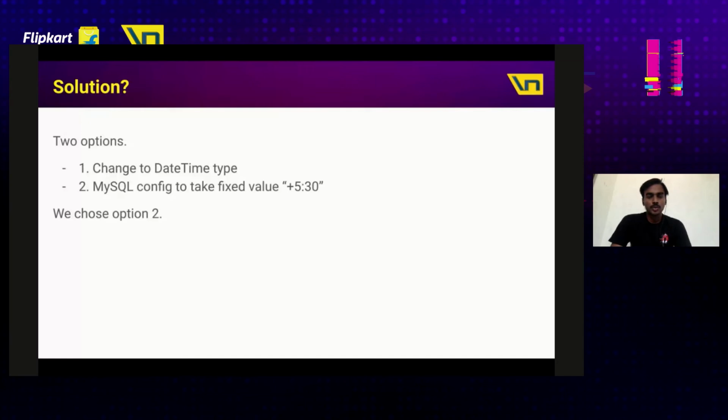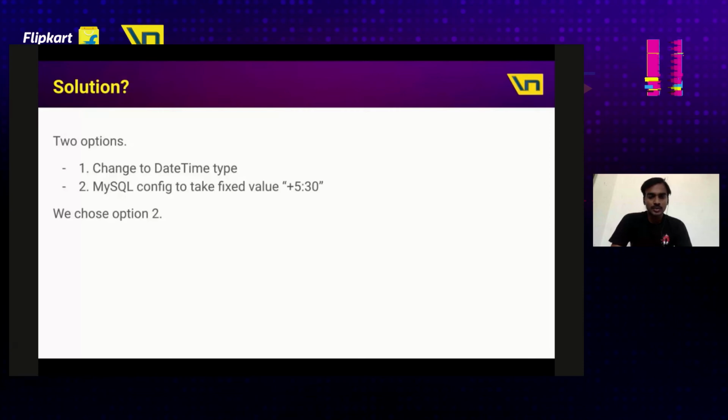Now that we have talked about the problem, we got two options. Either we can go to the datetime data type. In this case, we don't even go to time zone, so there is no need to do any conversion. The second option is that we can change the time zone MySQL config to use a fixed value like plus 5:30. In this case also, we avoid the OS interaction completely. In our use case, we felt that option number two is more comfortable because of regression and other things, and we chose this.